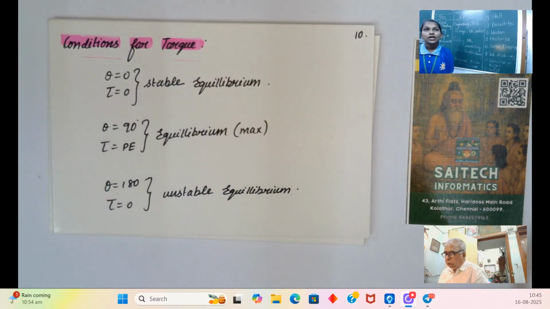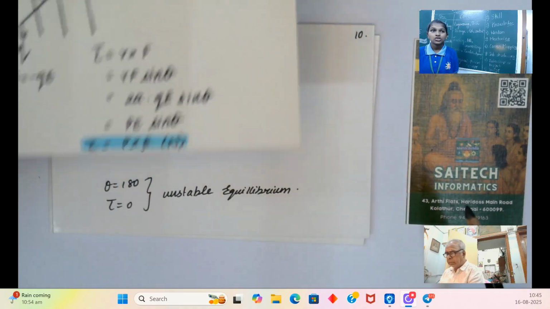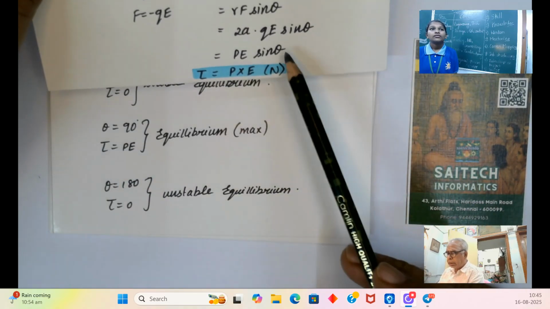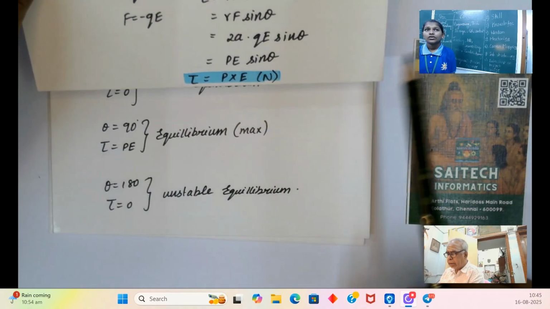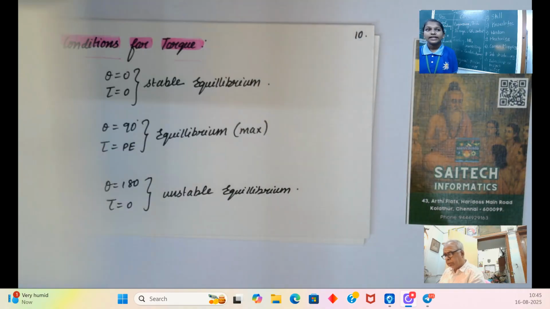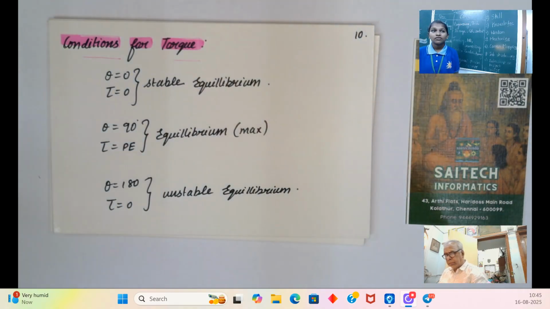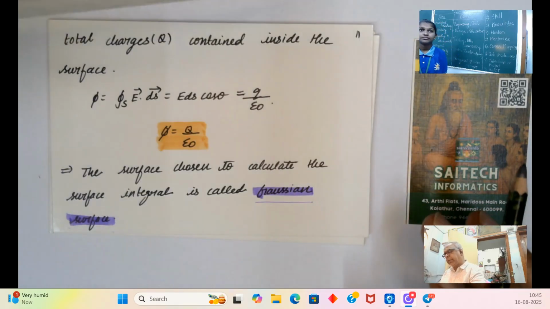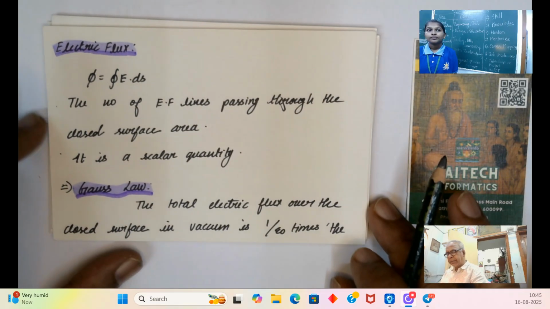Now we'll be seeing about the condition for torque, where when theta is zero, torque is zero, and it will be a stable equilibrium. And when theta is 90 degrees, then the torque will be PE, which is maximum, and it is also an equilibrium, because theta equal to 90 means sine 90 is 1. When theta is equal to 180, then the torque will be 0, since sine 180 is 0, and it will be an unstable equilibrium. These are the cases. Yes, sir.